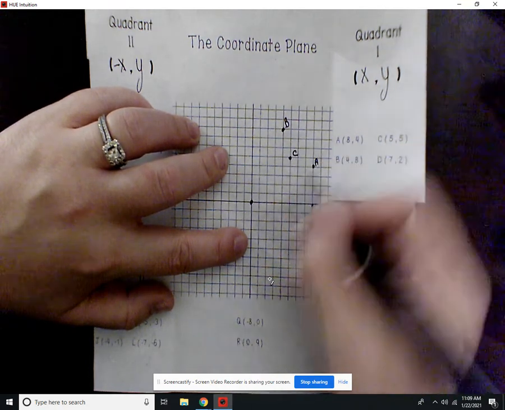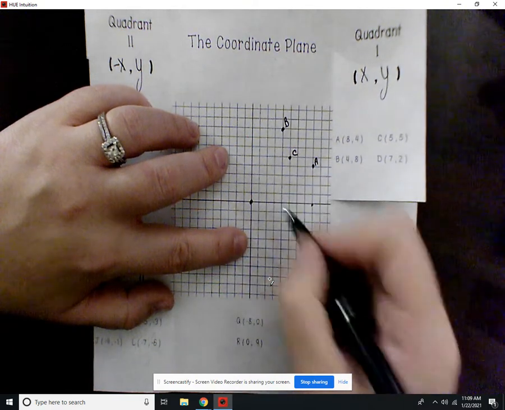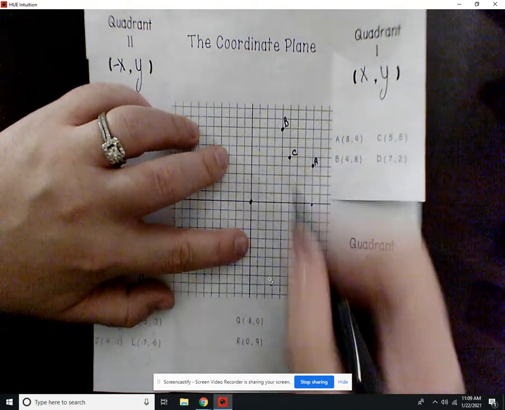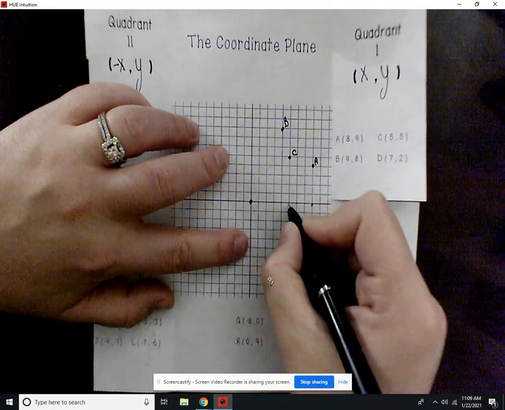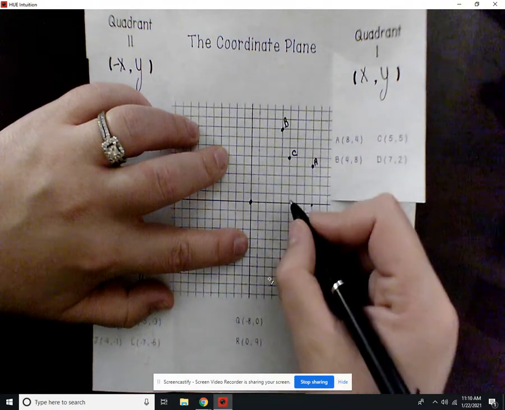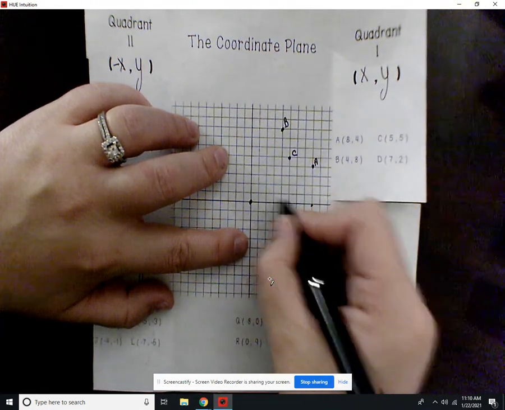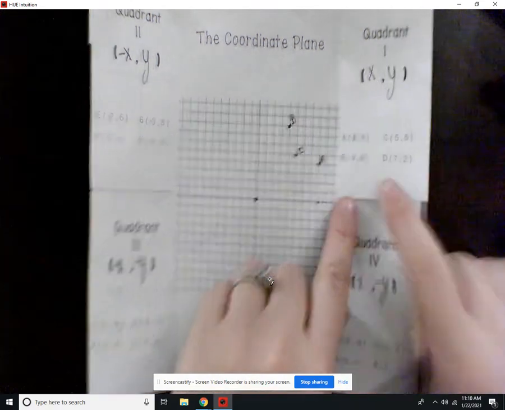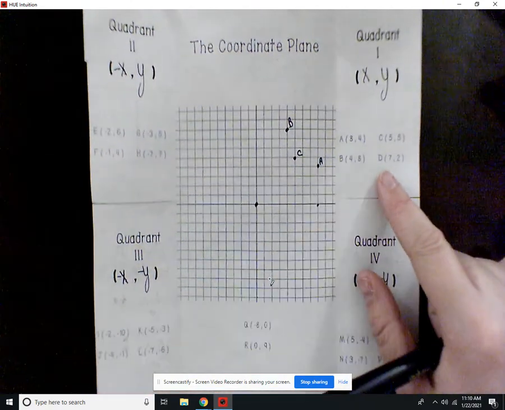Okay, and if you notice, I'm not drawing lines over, and I'm not making dots as I go. My pen is just right above the paper as I'm counting. We're counting lines is what we're counting. Okay, so I want you to do letter D by yourself.